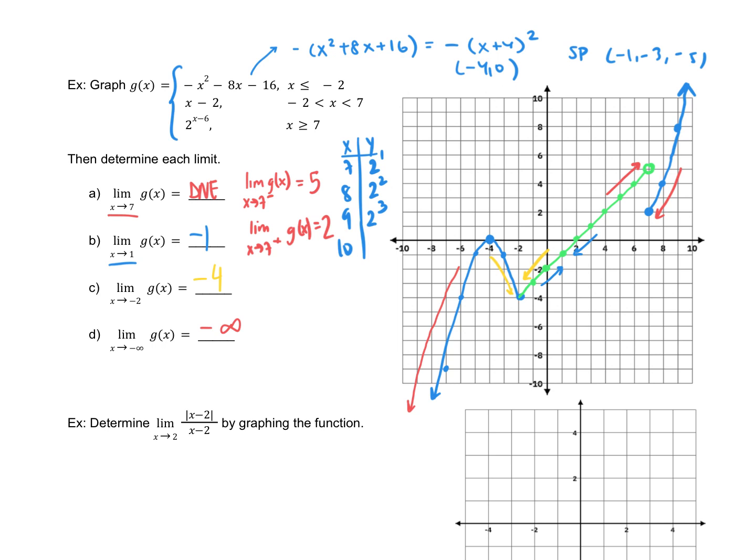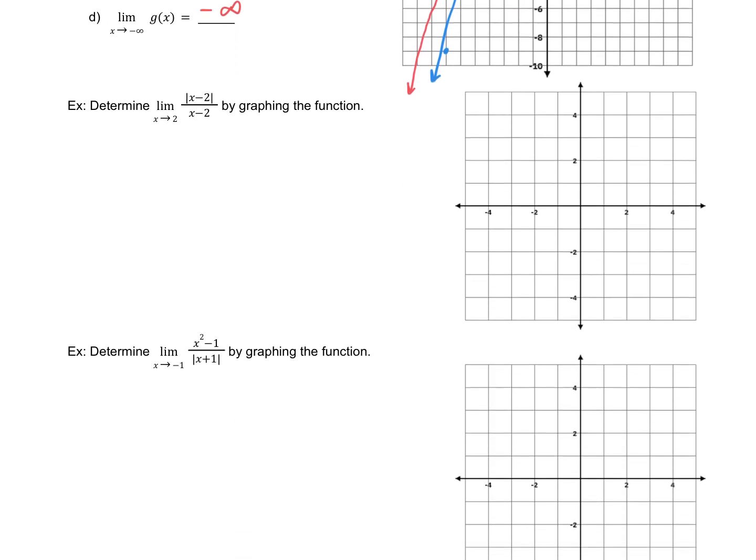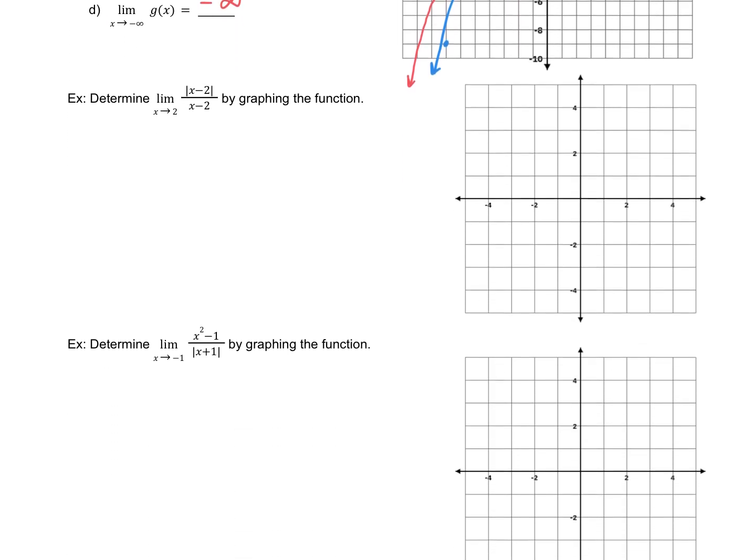All right. Our final two examples are graphing, but with absolute value pieces within a rational function. So when we evaluate the limit as x approaches 2 of the absolute value of x minus 2 over x minus 2, if it were just an absolute value function, we'd have no problem graphing this. But the fact that we have the absolute value within a rational, we have to rethink our strategy.